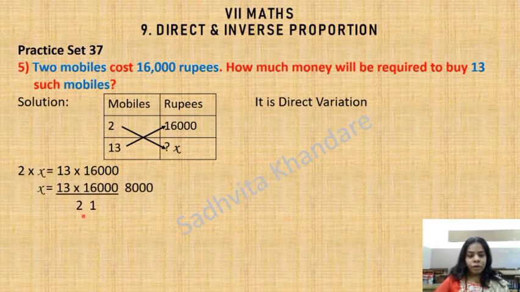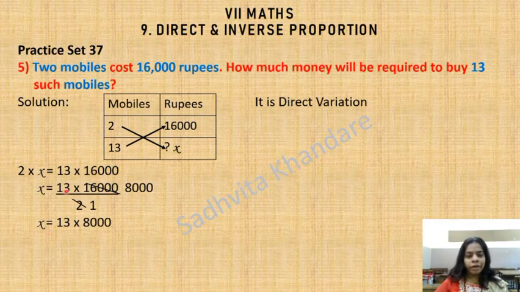See, 2 has come down in the denominator. 2 ones are 2, 2 eights are 16, and 3 zeros come in the same way here. That is why 8,000. 2 ones are 2, 2 eights are 16, 8,000 because of these 3 zeros.